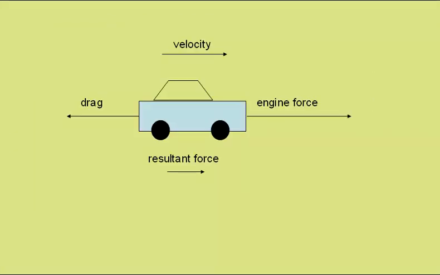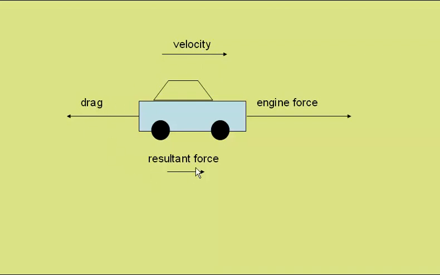Let's look at how the motion of a car is affected by air resistance. In this situation, the engine force is greater than the drag, leading to a forwards resultant force. This will cause the car to accelerate, bringing in an increase in velocity. As velocity increases, so will drag.